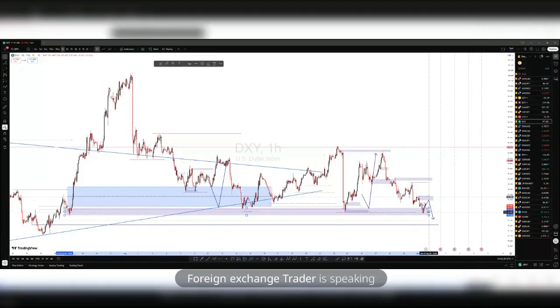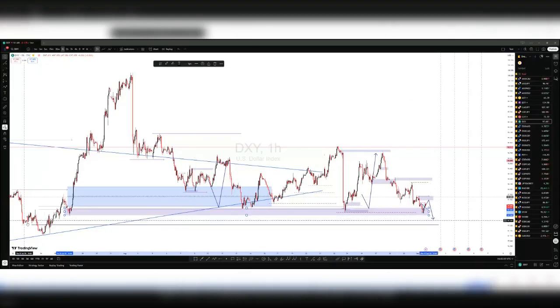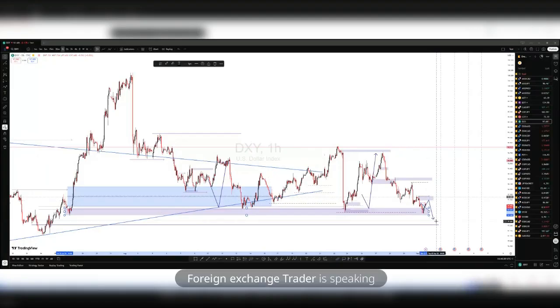And that is why this other demand zone, this lower one here, is what I want to work with. So I want to see price react from this order block, come into this demand zone, and then I can picture a buy.